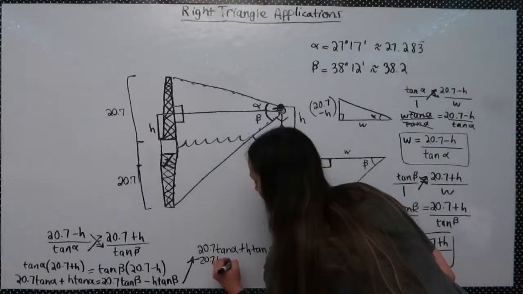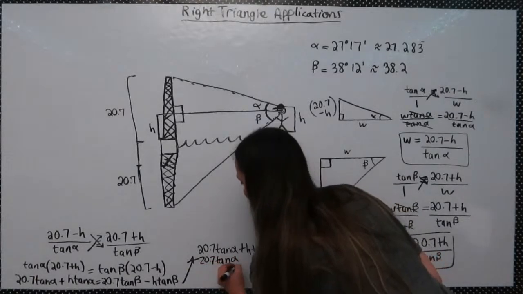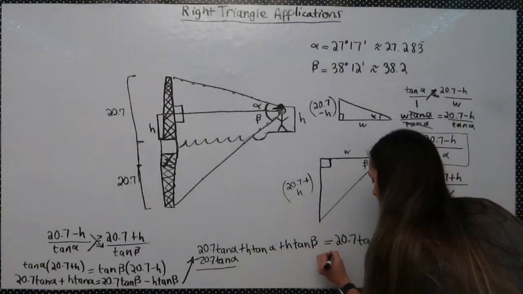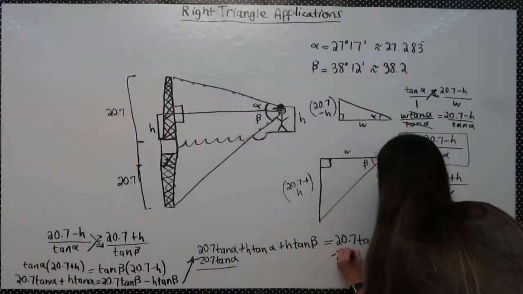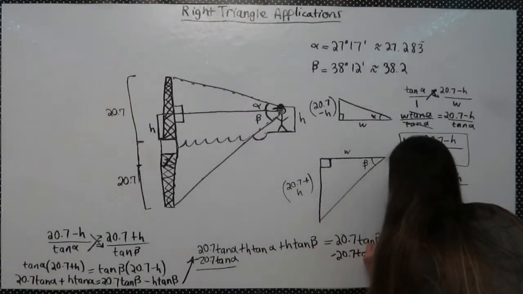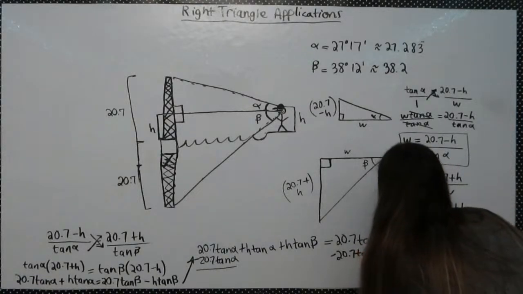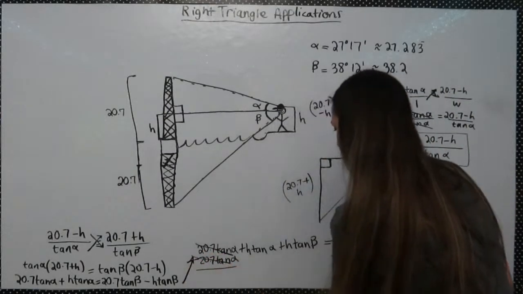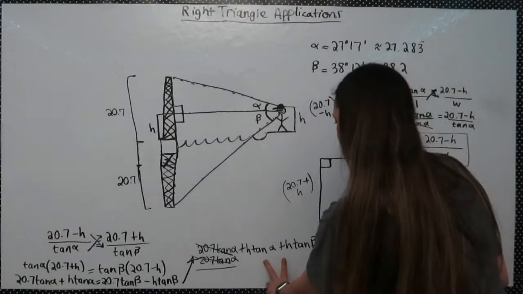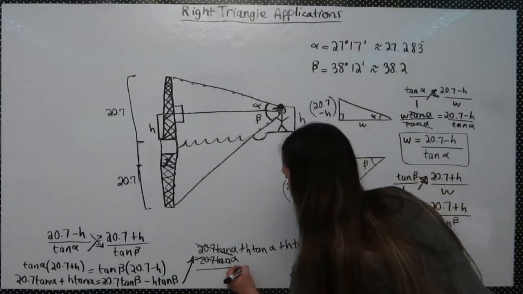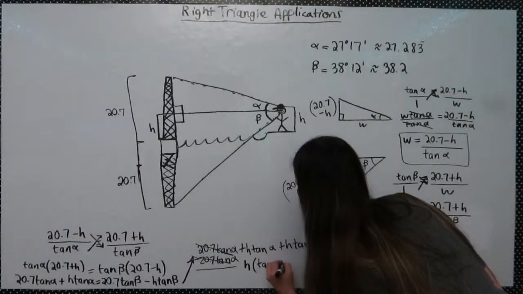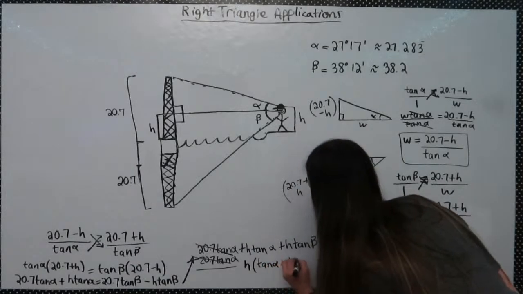And I knew that this was going to get crazy, but I think it's going to work out. We're almost finished. Minus 20.7 tan alpha. I can't combine those. I know that. So we're going to factor out an h from these two expressions here. So this is going to be h times tan alpha plus tan beta.